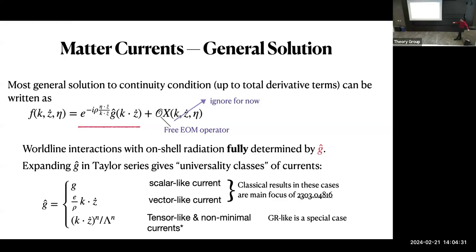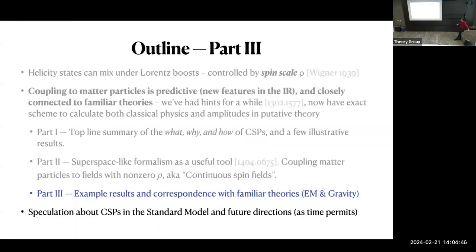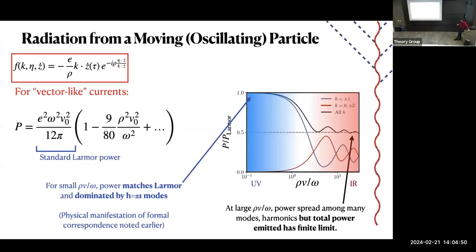Okay. So I'm going to call the constant term a scalar-like current, for reasons that will be apparent later, the second term a vector-like current, and these I'll refer to as tensor-like or non-minimal. These two will turn out to be well-behaved in the UV. Okay, so let's go and calculate. I want to start from the vector current because it makes contact with an interesting toy theory that we all know and love. So the vector interaction was this class that's linear in z dot.